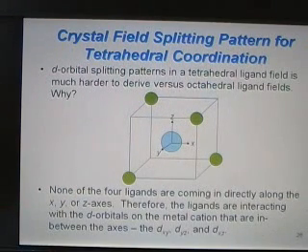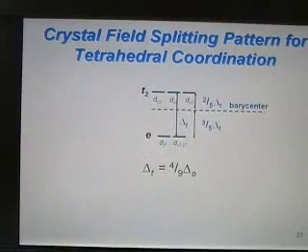Therefore, the ligands are interacting with d orbitals on the metal cation that are not lying along the axis. So the dz squared and dx squared minus y squared are not interacting with the orbitals on the ligands. They're going to be the dxy, dyz, and dxz orbitals that will be doing the interacting. So you expect those three to go up in energy, and the other two, which have very little interaction with the ligands, to go down in energy. And that's exactly what happens.